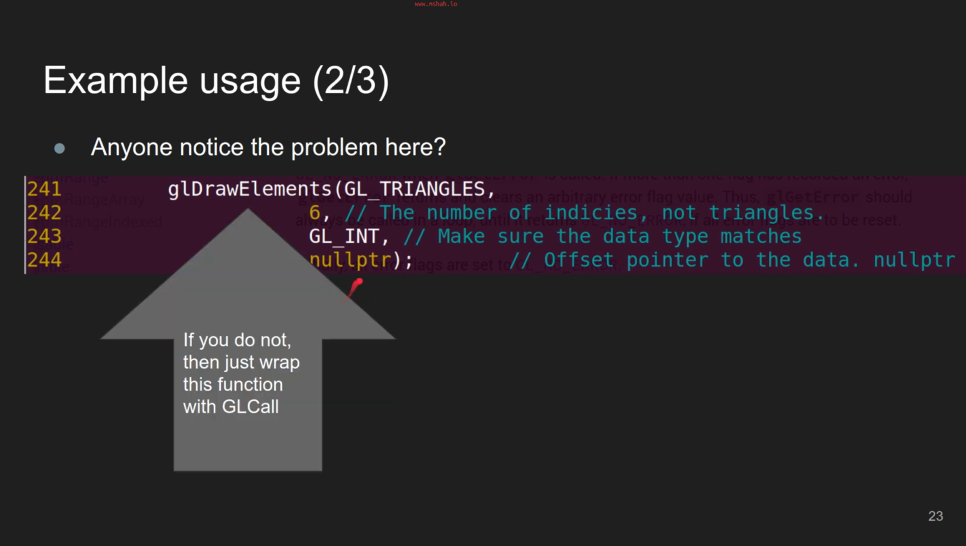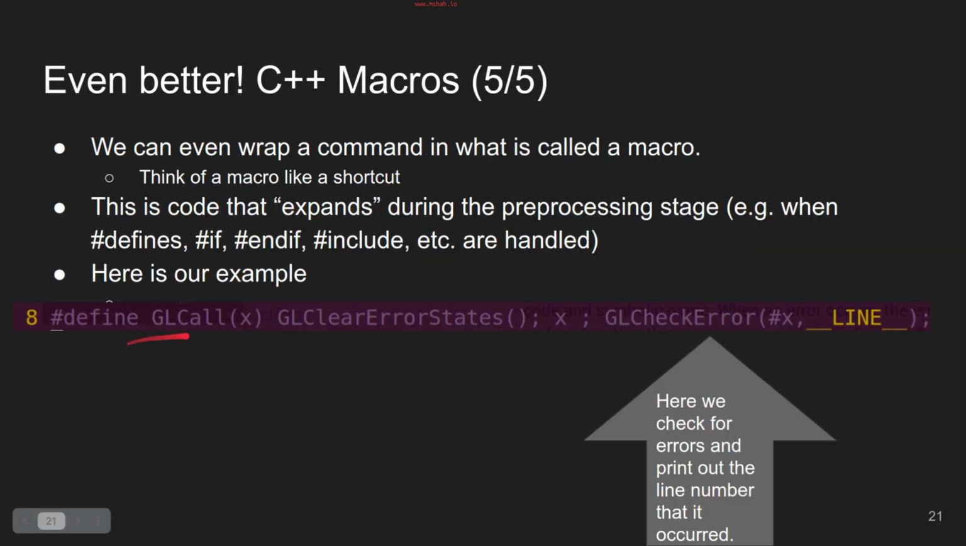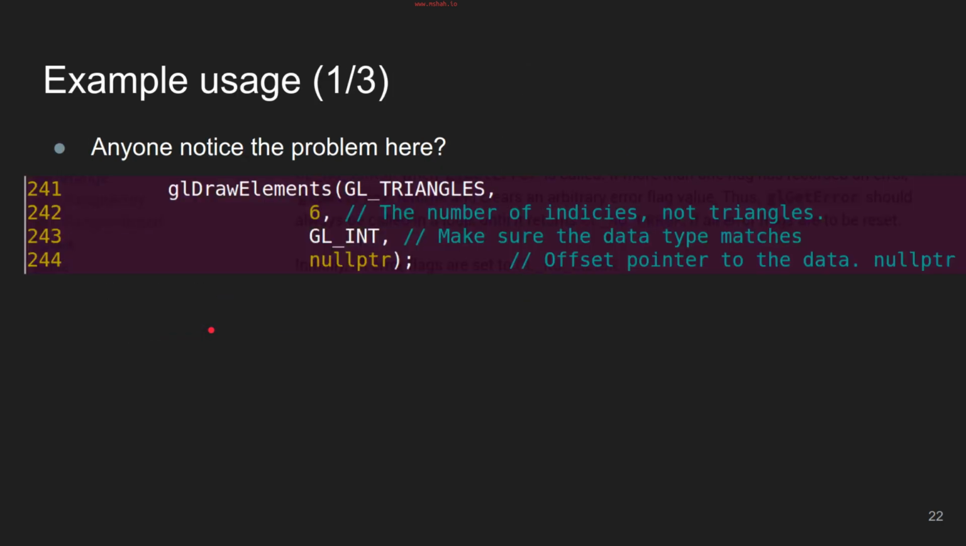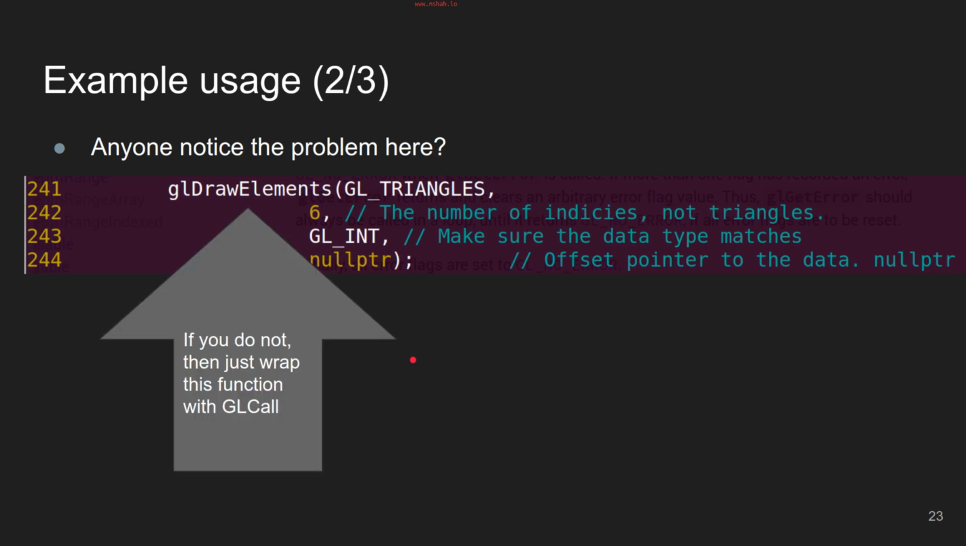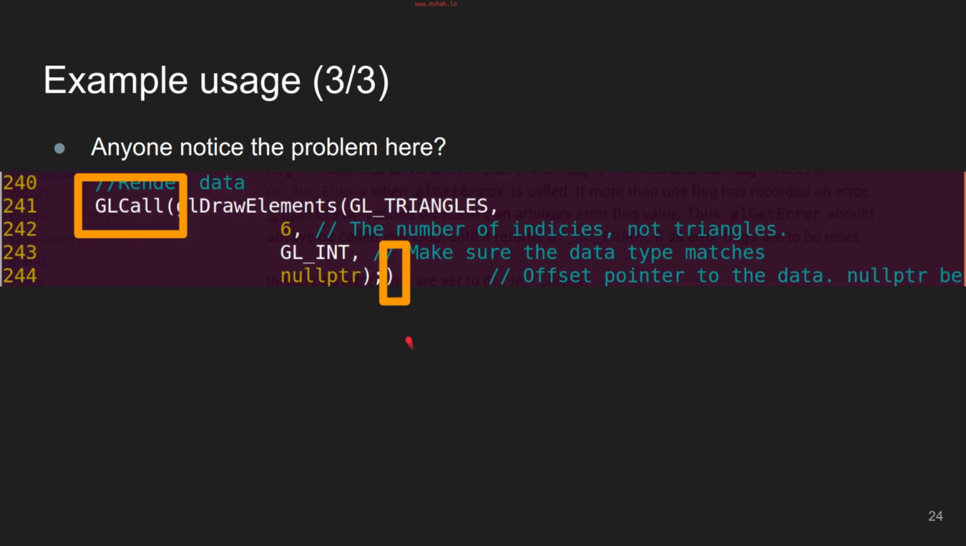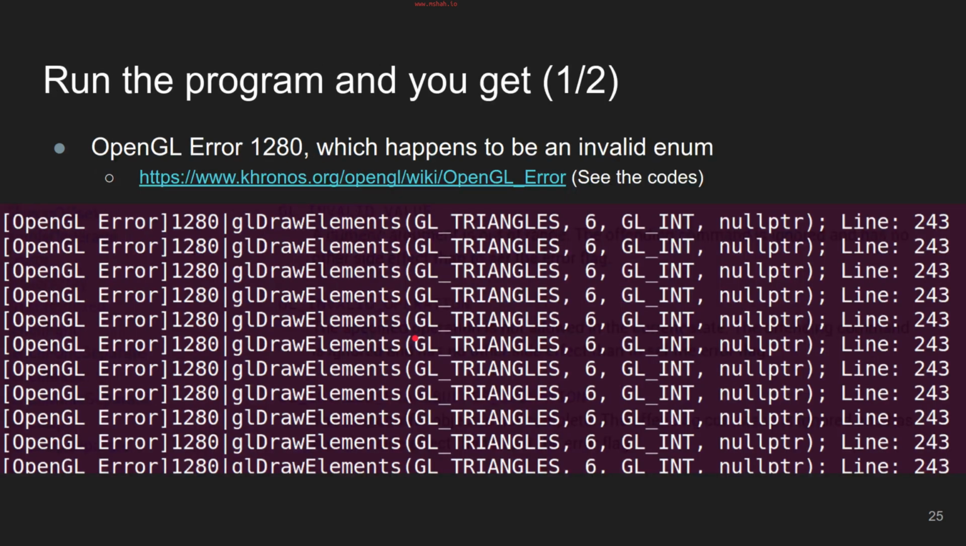Well, if you don't notice the problem, what we can do is actually just wrap this function with the GL call that we have here. So some OpenGL call here, and that's going to give us a little bit of information. Okay, so let's go ahead and do that. And if we wrap this with GL call, we'll actually get some feedback back. And this is the feedback we get.